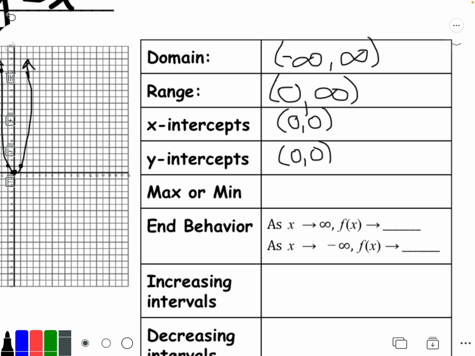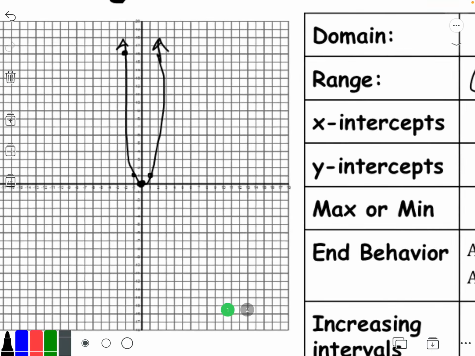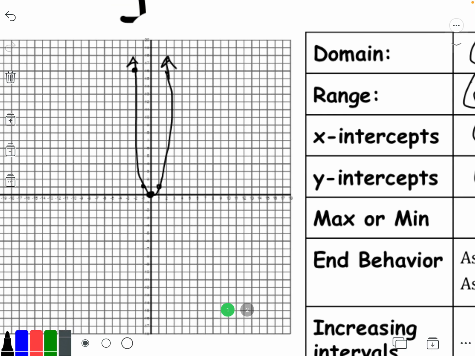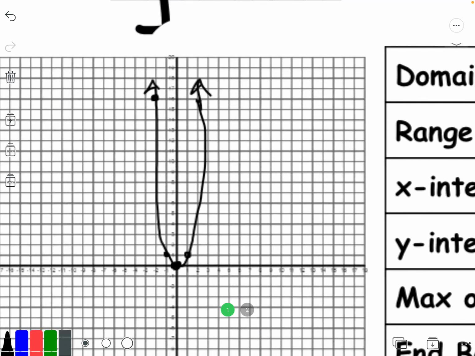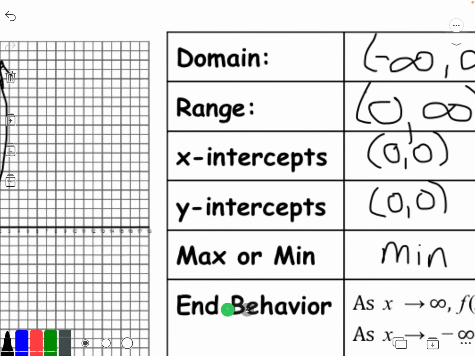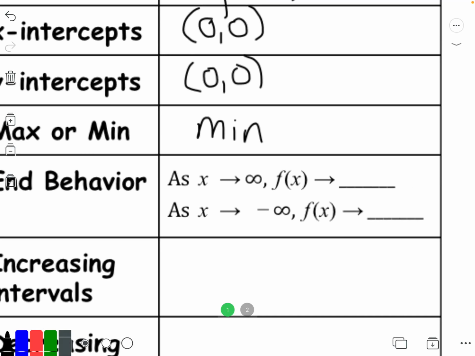Okay, so there's your domain and range, also your x and y intercepts, and your maximum or your minimum. So in this case, that point that we talked about earlier that was at the origin, that is going to be our minimum. Okay, all right, so now let's look at the end behavior. Our end behavior looks very much like the quadratic function, and in fact, the end behavior is the exact same as the quadratic function.